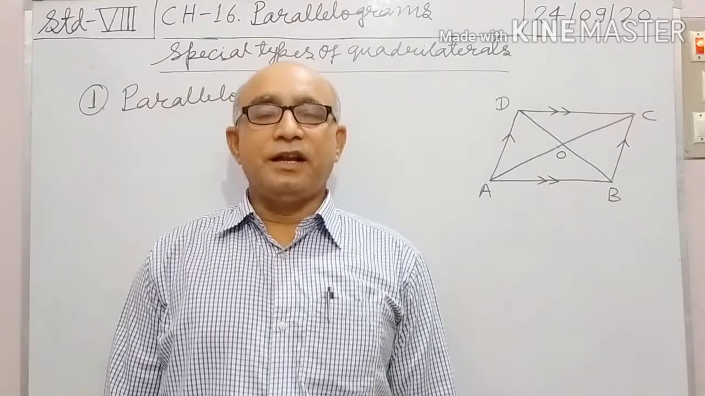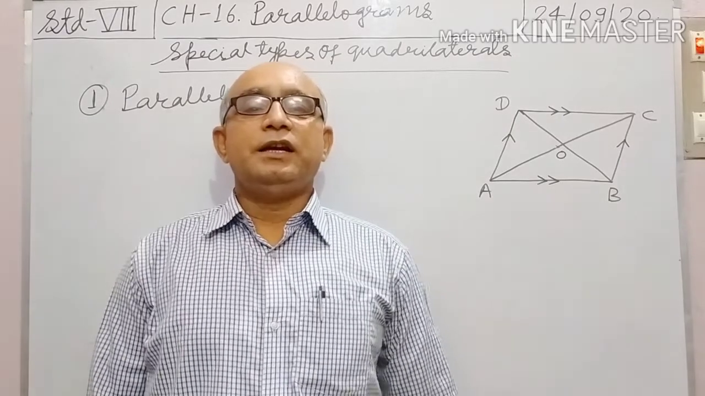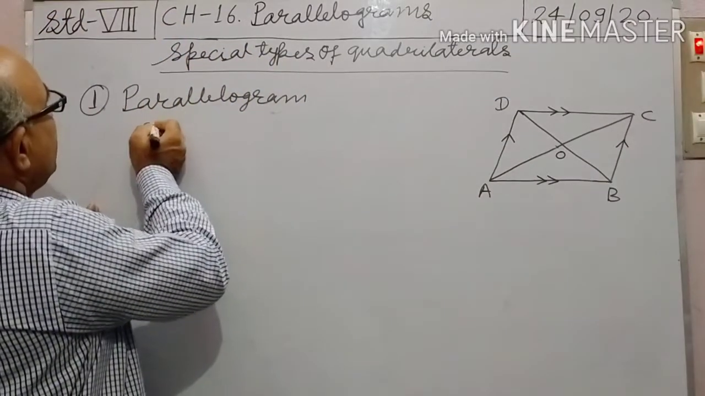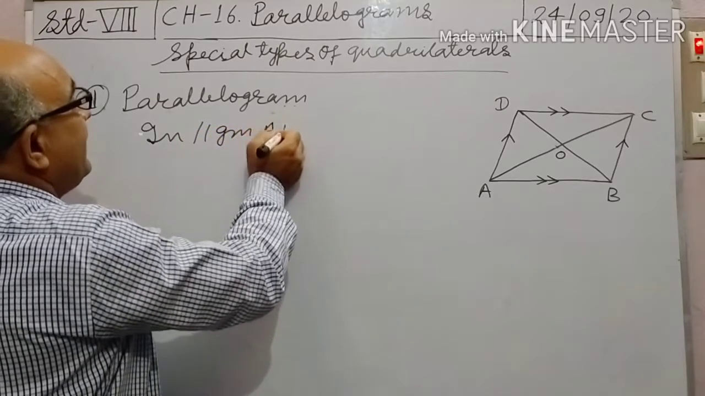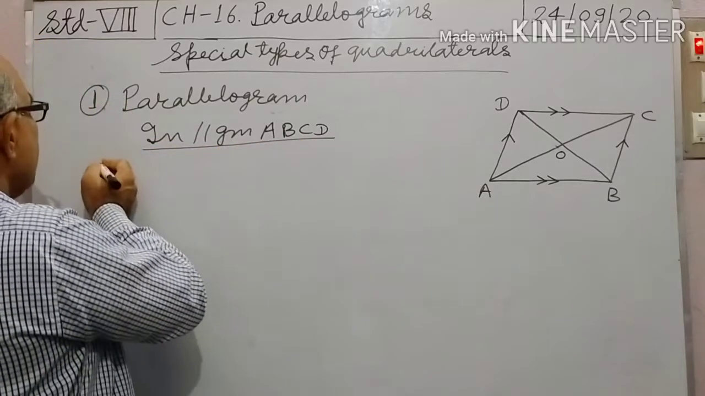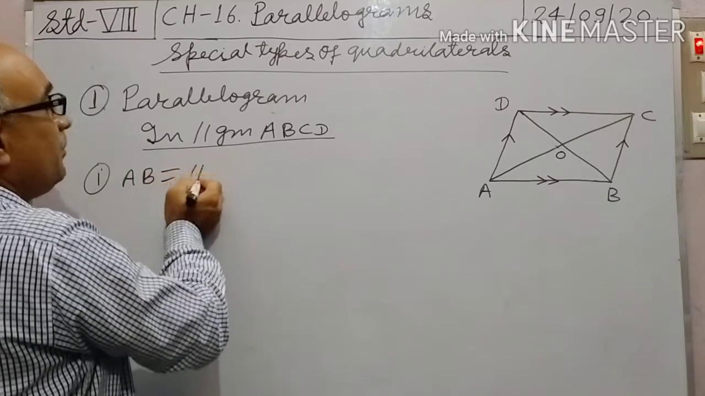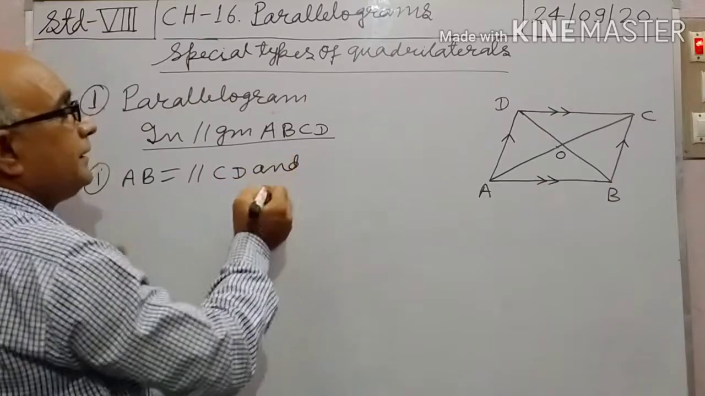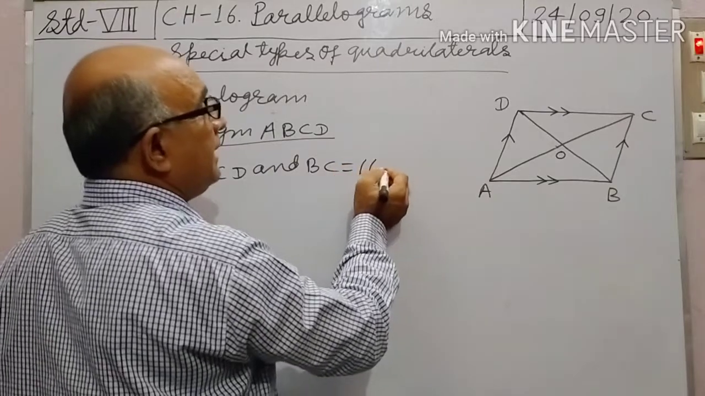Students, the definition of a parallelogram: a quadrilateral in which pairs of opposite sides are parallel is called a parallelogram. So in parallelogram ABCD, AB is equal and parallel to CD, and BC is equal and parallel to DA.